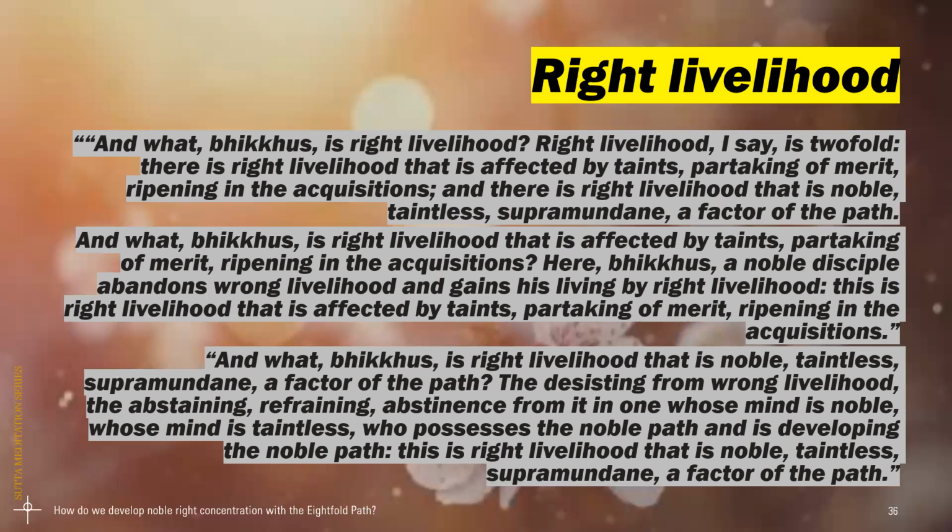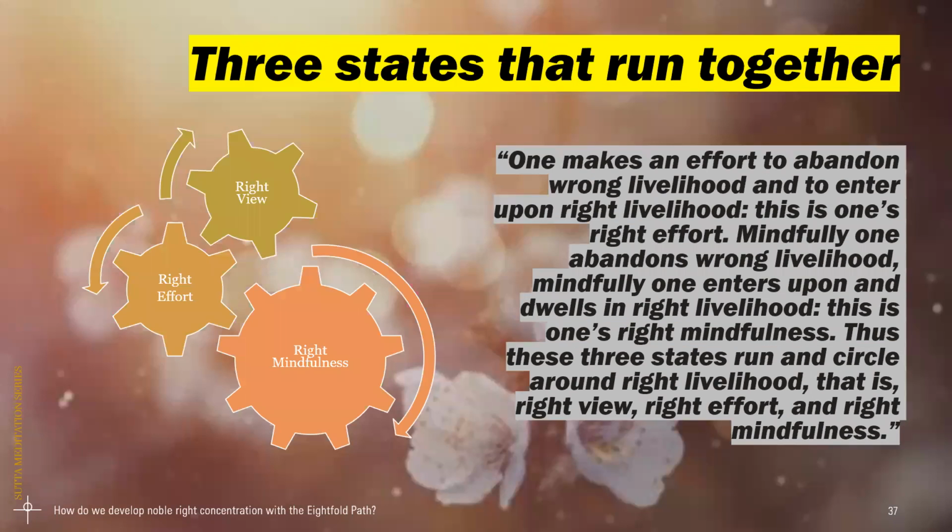In practice, if we're lay householders, it's harder. But in our meditation, we can meditate in that way, as if we have understood noble right view and we really want to give up in order to develop the path. So again, the three states run together. The example we can take is someone who has wrong livelihood in the traditional sense of the Buddha's explanation, such as a butcher or a soldier in the military. In both situations, if they were understanding with noble right view, they would want to give up those jobs, because they want to develop the Noble Eightfold Path as the way out of suffering.